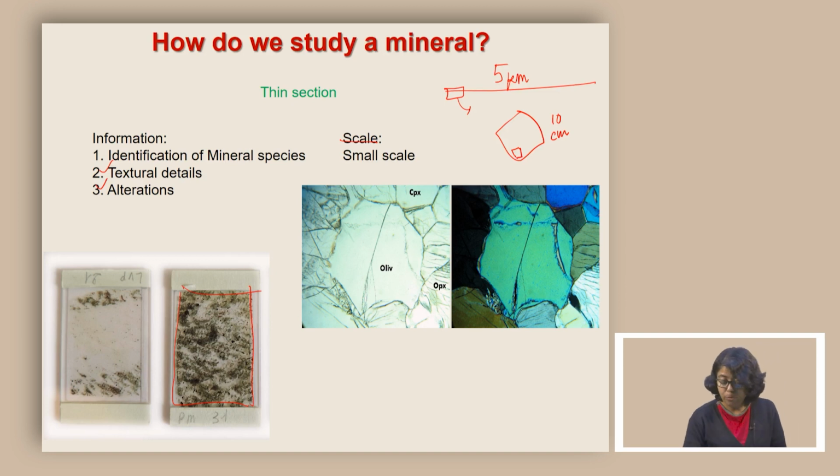So, probably this entire region of 1 kilometer would be represented in your thin section, which is a few centimeters long, maybe 2 to 3 centimeters long. Okay? And that is what these thin sections are. But why do we still make thin sections?